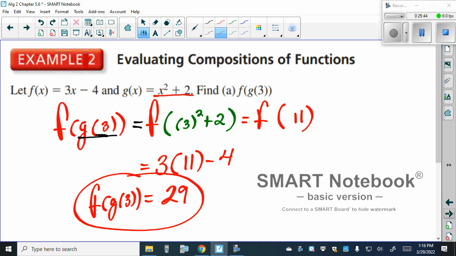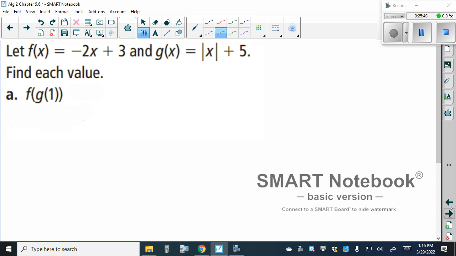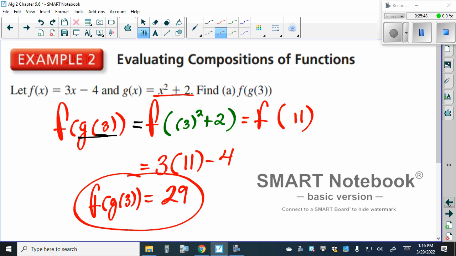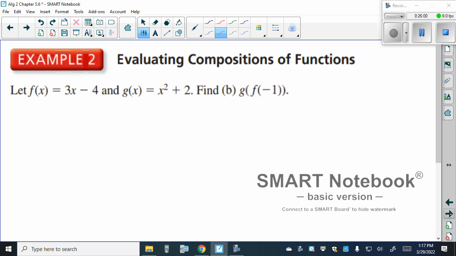Let's finish this up first. Any other questions on this problem here? All right, guys. Come back in. Any other questions on this problem here? Let's look at this one here.